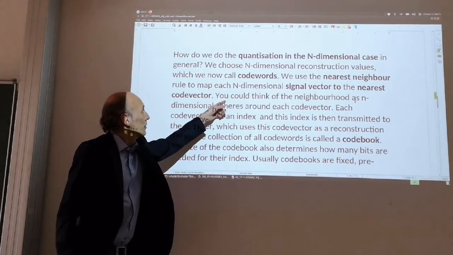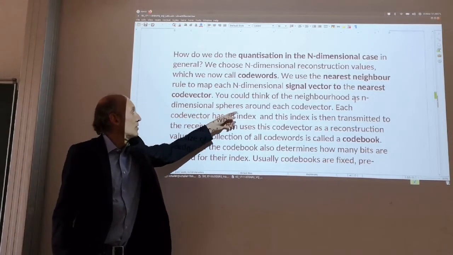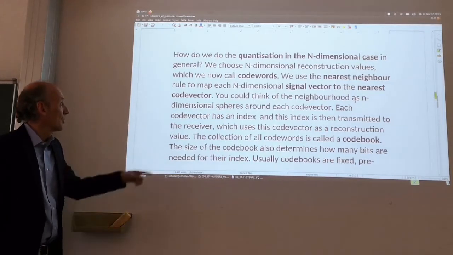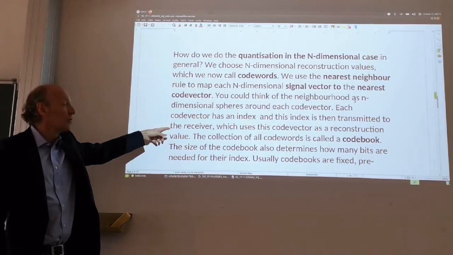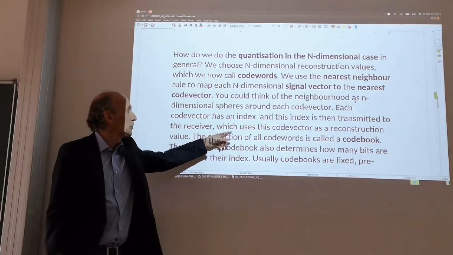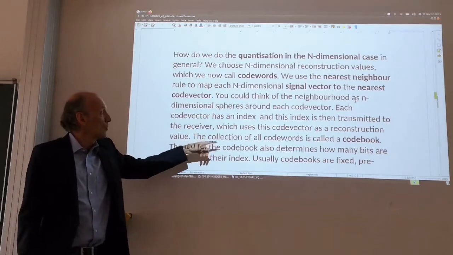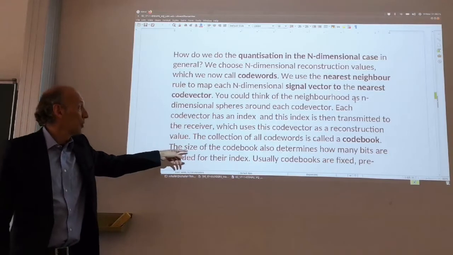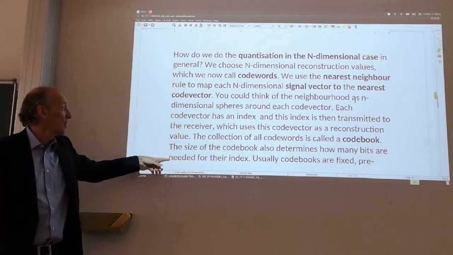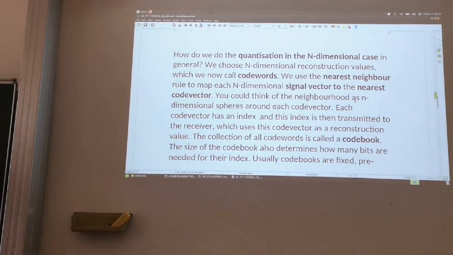You could think of the neighborhood as an n-dimensional sphere around each code vector. Each code vector has an index, and this index is then transmitted to the receiver, which uses this code vector as a reconstruction value. The collection of all code words is called a code book. The size of the code book also determines how many bits are needed for the index. The more code words we have, the longer the index needs to be.